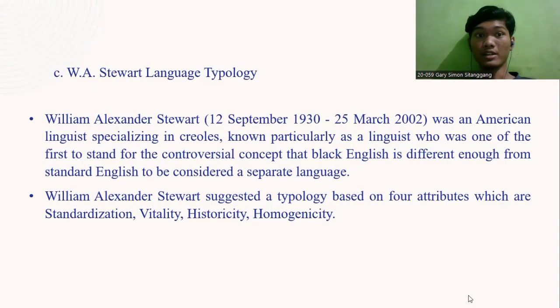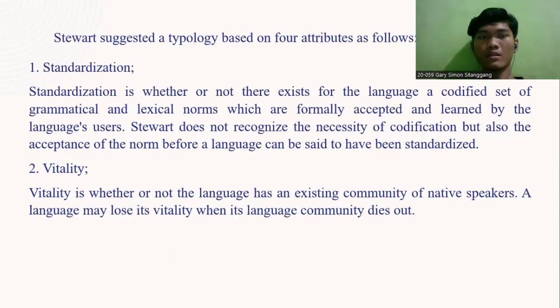The third expert is William Alexander Stewart. He was an American linguist specializing in Creoles, known particularly as one of the first to stand for the controversial concept that Black English is different enough from Standard English to be considered a separate language. William Alexander Stewart suggested a typology based on four attributes, which are standardization, vitality, historicity, homogeneity.